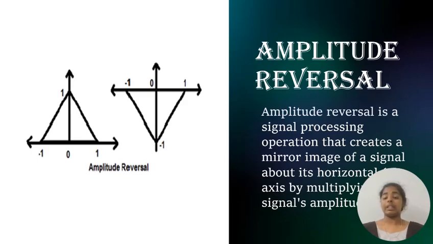Now let's discuss another topic, amplitude reversal. What is amplitude reversal? Amplitude reversal is a signal processing operation that creates a mirror image of a signal about its horizontal axis by multiplying the signal amplitude by minus 1. As we learned, time reversal shifts the coordinates from the first quadrant to the second quadrant and the second to the first. But here it shifts from the first quadrant to the fourth and the second to the third, as shown in the figure.